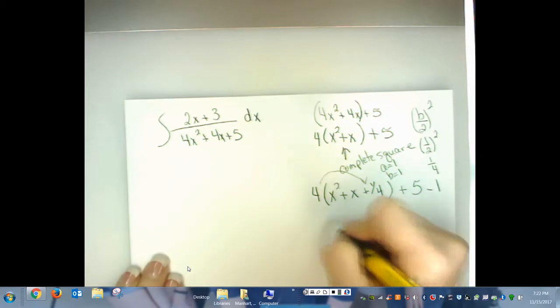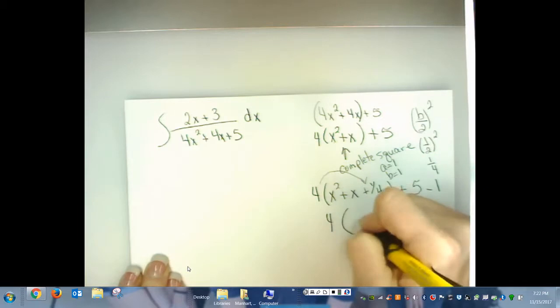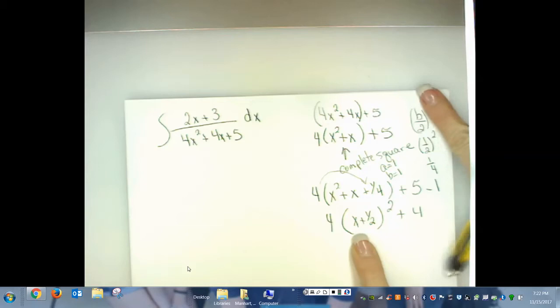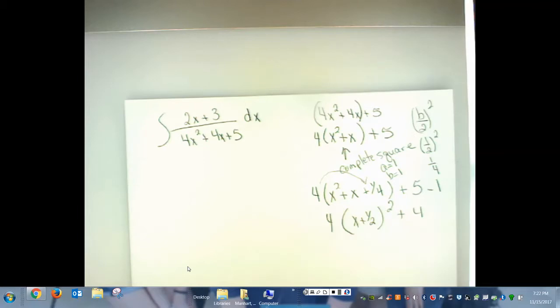Then this can be rewritten as 4 times some quantity squared plus 4. And that quantity is x plus a half. So x plus a half times x plus a half is my perfect square trinomial, x squared plus x plus 1/4, if you FOIL this out. Where do I get the 1/2 from? How do I find my binomial? b divided by 2 before you actually square it is always going to help you with that binomial, and that was a positive 1/2. So x plus a half quantity squared will give me this perfect square trinomial.